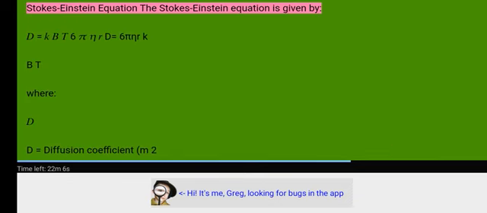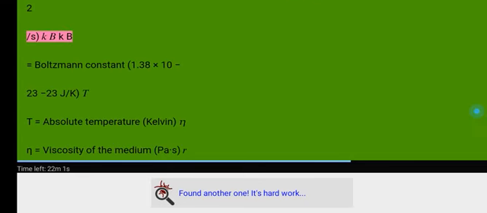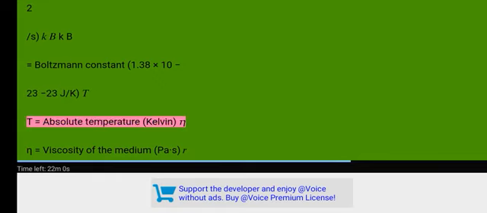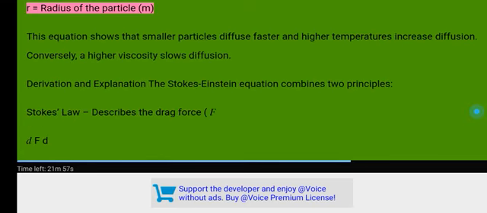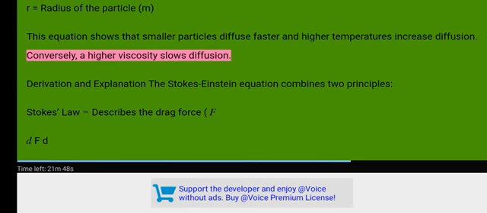The Stokes-Einstein equation is given by D equals k_B T divided by 6 pi eta R. Where D equals the diffusion coefficient in square meters per second, k_B equals the Boltzmann constant, 1.38 times 10 to the minus 23 J/K, T equals absolute temperature in Kelvin, eta equals the viscosity of the medium in Pa·s, and R equals the radius of the particle in m. This equation shows that smaller particles diffuse faster and higher temperatures increase diffusion. Conversely, a higher viscosity slows diffusion.